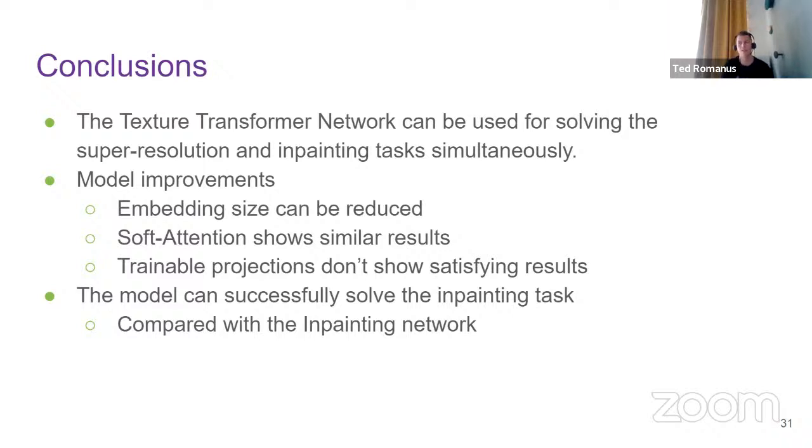We can reduce the embedding size and preserve the model accuracy this way. Using soft attention shows similar results, and trainable projections don't show satisfying results in the experimental set. We also showed that the model can successfully solve the in-painting task by comparing it to the in-painting network.